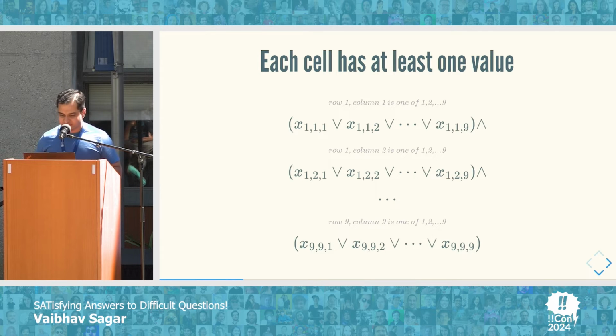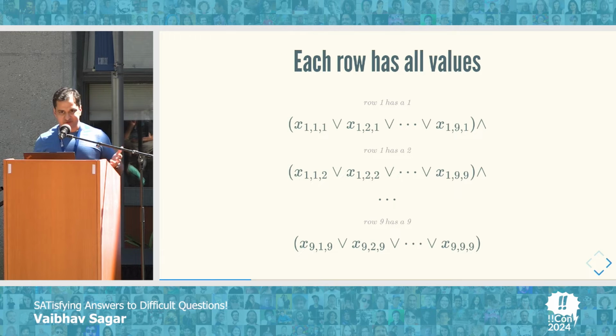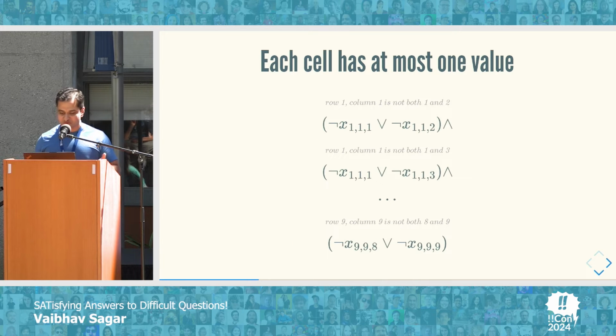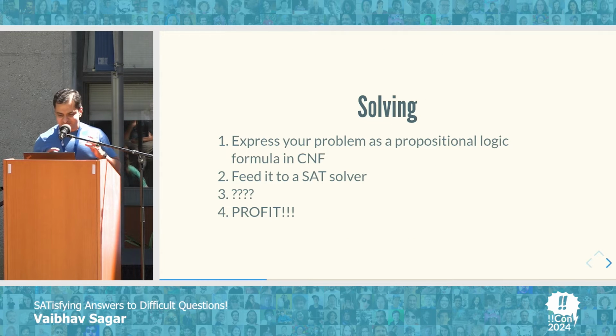So here's the rule that every cell has to have at least one value. Each row has all values, and you can do a similar thing for each column. And each cell has at most one value, which means that for each pair of possible values, one of them must be false. So this is how you solve a Sudoku or any other Boolean satisfiability problem: first, you express your problem as a propositional logic formula in conjunctive normal form. Second, you feed it to a SAT solver. Third, magic happens. And fourth, you get a result. And that's amazing, right? So how does it do this?